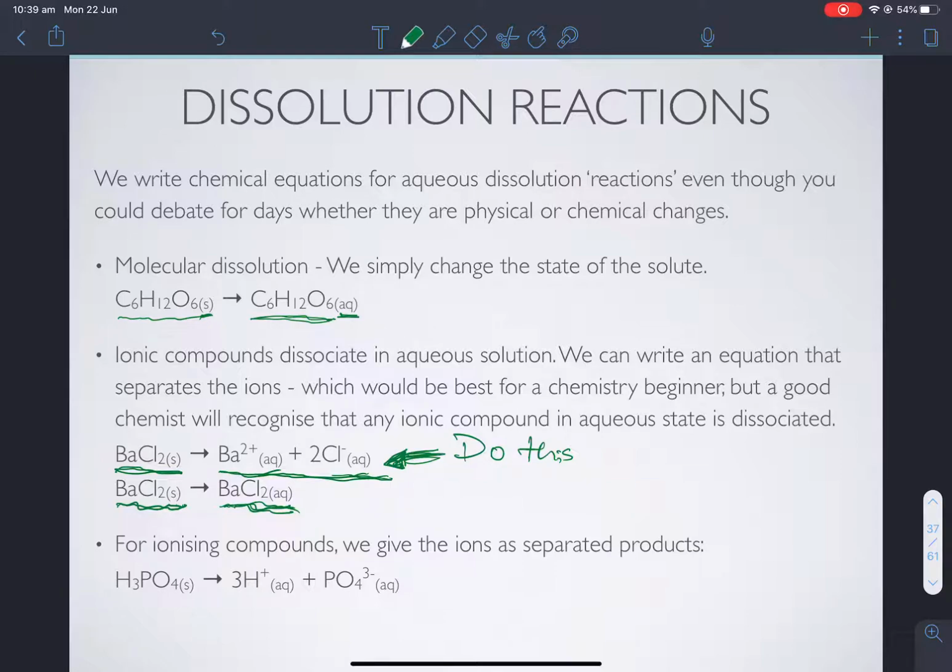Okay, for ionizing compounds, for molecules that ionize, we give the ions as separate products. So here I've got phosphoric acid. It's a molecule and it ionizes in water. So three of the hydrogen plus ions come away, aqueous, and one of the phosphate ions comes away, aqueous. So that's how we write ionizing products. We're starting from a molecule and going to two ions or more, usually two.